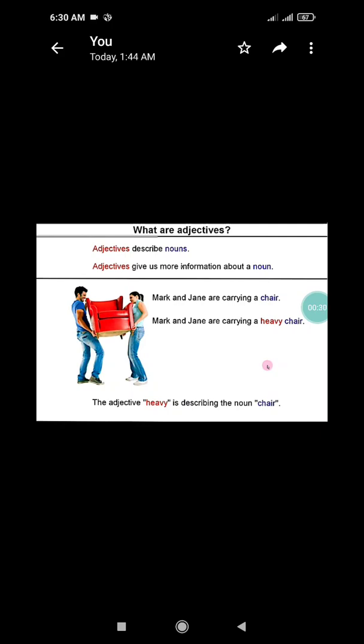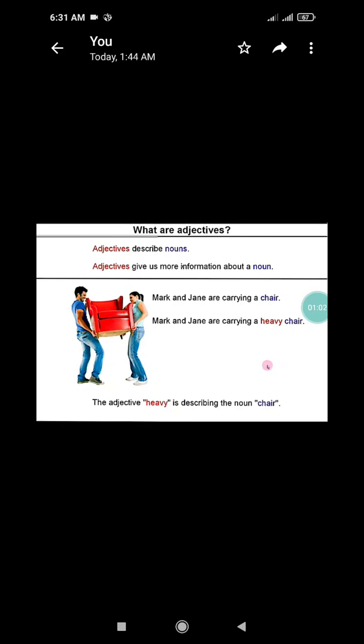For example, Mark and Jen are carrying a chair. So the chair is the noun. And if we want to give more information about the chair, then we can say Mark and Jen are carrying a heavy chair. So heavy is the adjective. It describes the chair. The adjective heavy is describing the noun chair and gives us more information about it.